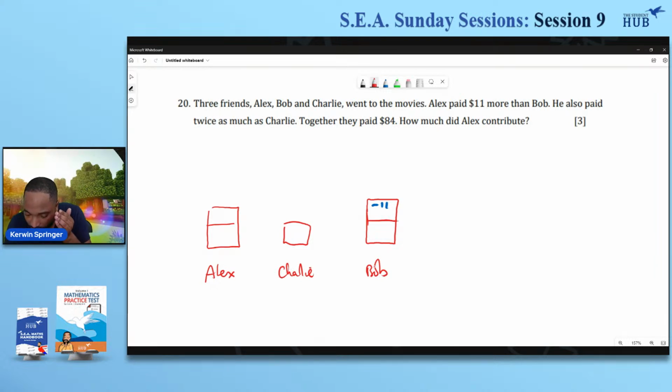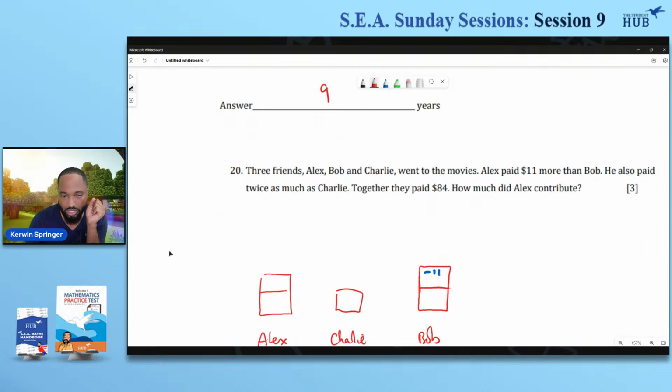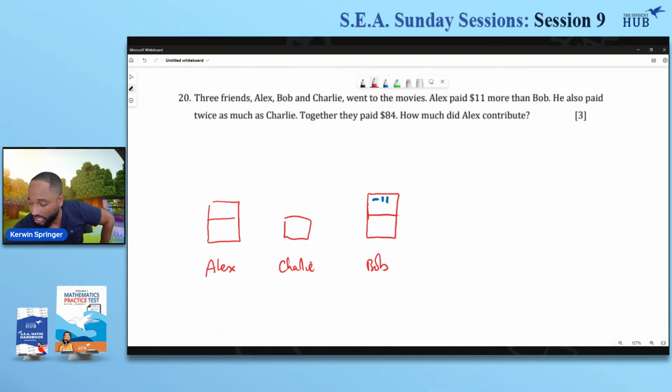Alex paid 11 more than Bob. He also paid twice as much as Charlie. How much did Alex contribute? Six plus 3 is 9. Yeah, that's 9. I said 9, I just didn't write it properly. So, do you all understand this type? I understand if you understand. I'm trying to see if I could find an easier route.